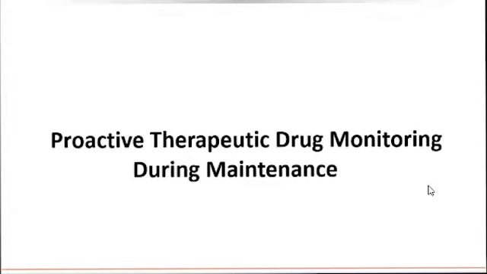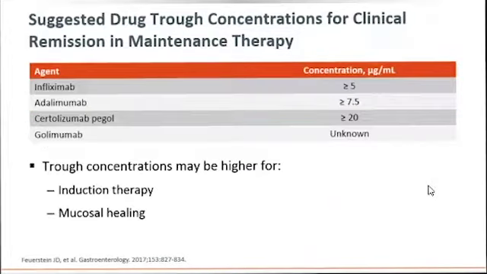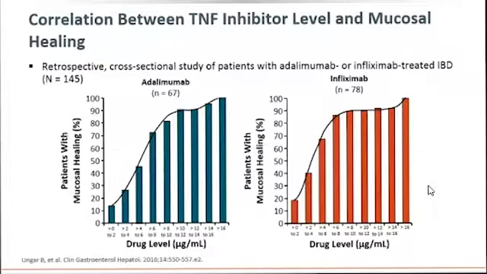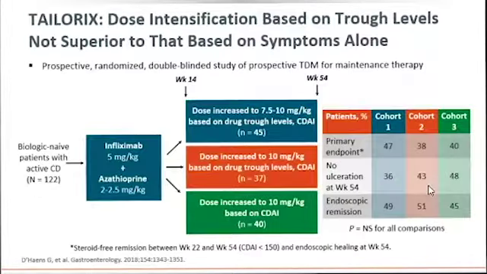Proactive drug monitoring during maintenance. Actually, there is no recommendation for proactive drug monitoring. Let's skip that. This is the suggested drug trough level during maintenance: adalimumab more than 5, infliximab more than 5, adalimumab more than 7.5. There is a good correlation between the drug level and mucosal healing. And this is proactive. Probably I will discuss this.